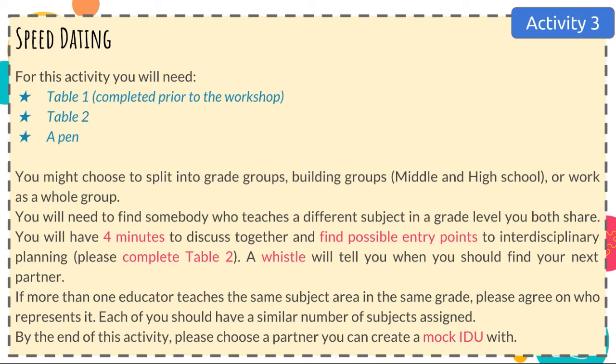Now, if more than one educator teaches the same subject area in the same grade, which can happen in bigger schools, please agree on who represents it, because we don't want teachers having the same conversation twice. Each of you should have a similar number of subjects assigned. For example, if two people teach language acquisition and my colleague teaches Spanish 2 and 3 and me too, he might pick Spanish 2 and I might pick Spanish 3.